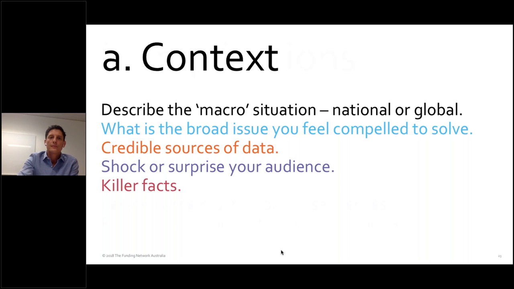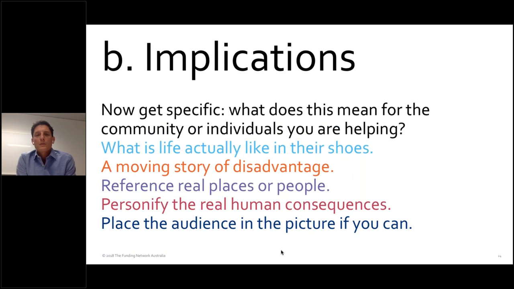First, context. The next piece is when we're getting down a little bit more specific. So what are the implications of that contextual information that you've just given your audience? So what does it actually mean, that macro situation? What does it actually mean for an individual or for a particular community that you're helping? Can you bring to life what life is really like for them? And again, this is another opportunity to use a story about a beneficiary of your programs, or someone who's come through the program. And in this implications area, always refer to real places or people.